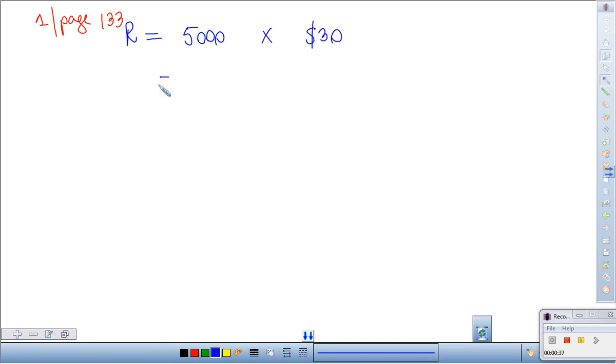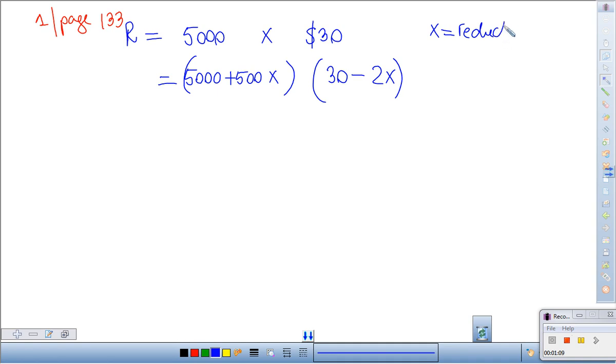Now, we do know that for every $2 price reduction in the price, the publisher sells 500 more books. So every time the price goes down by 2, the publisher sells 500 more books. So plus 500. Now, we do not know how many times this reduction in price happens. So we can label the reduction in price as X. I'm going to say that X is the reduction in price.